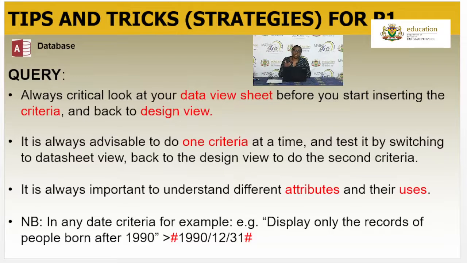Don't do all those criteria at once, because if you want to do all of them at once and then one is not working, you become frustrated and waste time. You want to correct the first criteria and then it does not work. So it is better to start with the first criteria, test it, and go back to the datasheet view to check whether it is working. If it is working, you go back to your design view so that you can do the second criteria.